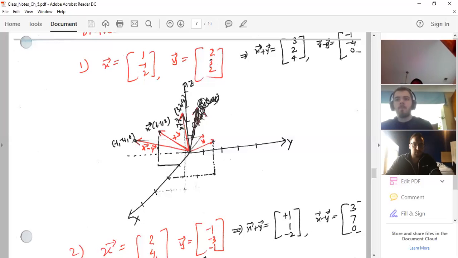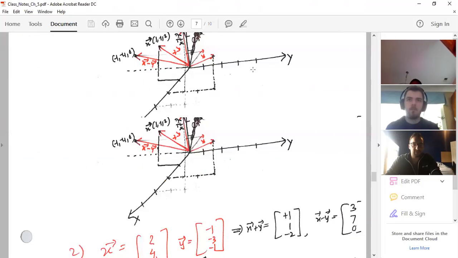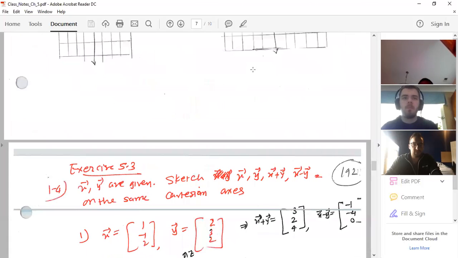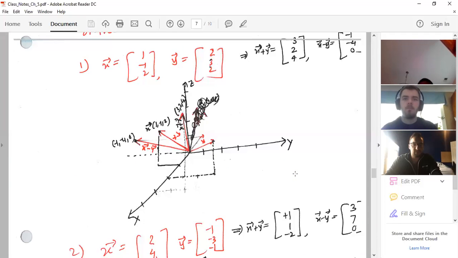Yes, sir. I have not done anything so far about your x plus y or x minus y, whatever it may be, because we need to go to x plus y and x minus y too. Okay. So right now I just drew the vectors on the three-dimensional graph, vector x and vector y, but not x plus y, not x minus y. Now I am going to do x plus y.